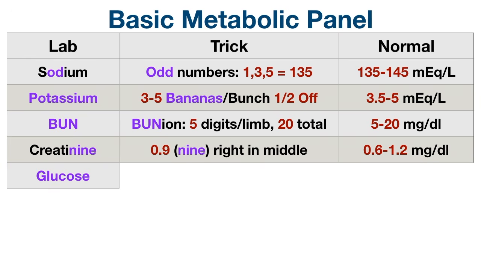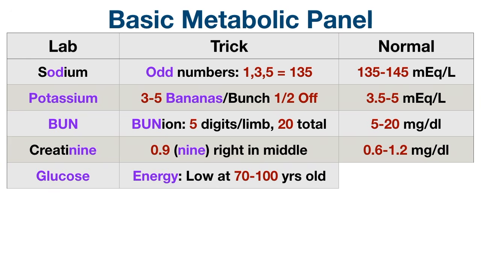Next, we have glucose. When you think of glucose, think of energy. And our energy starts to decline during our elderly years, especially when we're 70 to 100 years old. This will help you remember the normal range for glucose is 70 to 100.